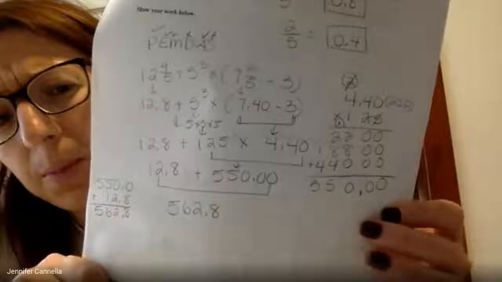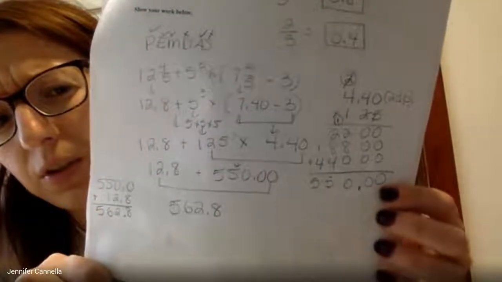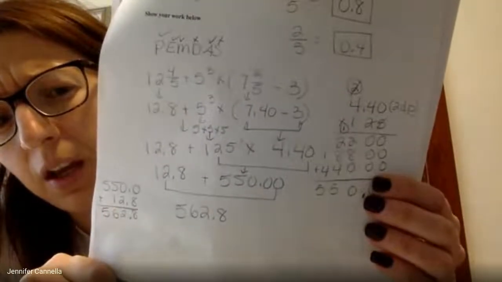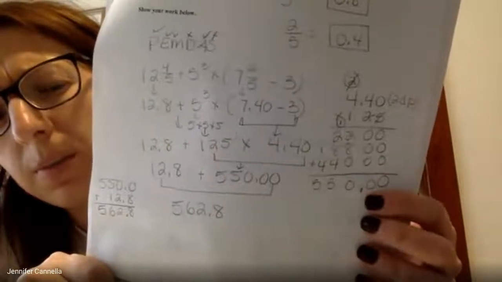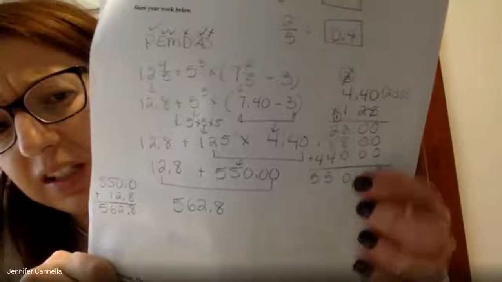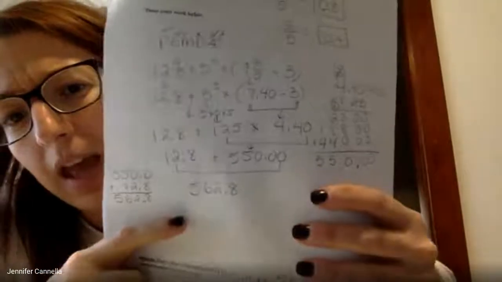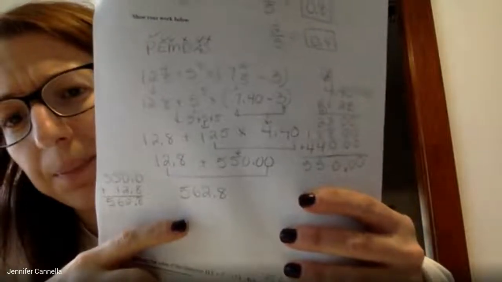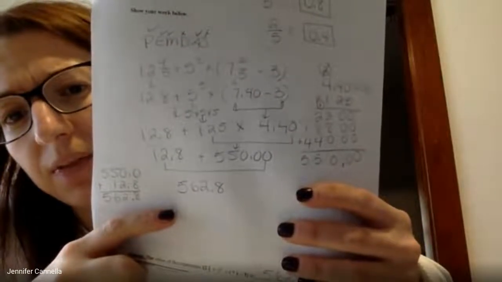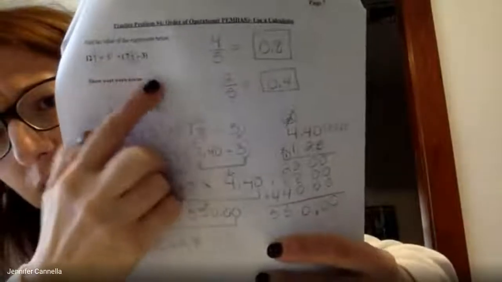Okay, so I multiplied it by hand. I got 550.00, which is the same as 550, because remember, it's a whole number. To make it a decimal, I put the decimal to the right of the ones, and I just keep adding zeros, and it's the same as if there's no decimal. Then I added 12.8, and I got 562.8. That is the sum, or the value of this whole entire expression that we did. Okay?